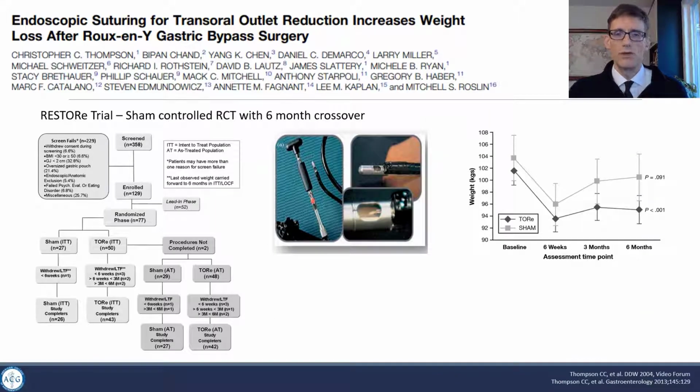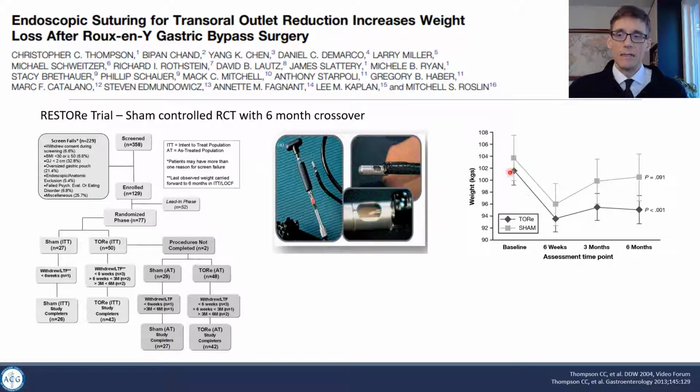The RESTORE trial was a randomized sham-controlled trial with a 6-month crossover comparing transoral outlet reduction, or the TOR procedure, using a suction-based superficial suturing device, not full thickness like our current devices. And it was a 2-to-1 randomization, as you can see here, with intent to treat analysis.